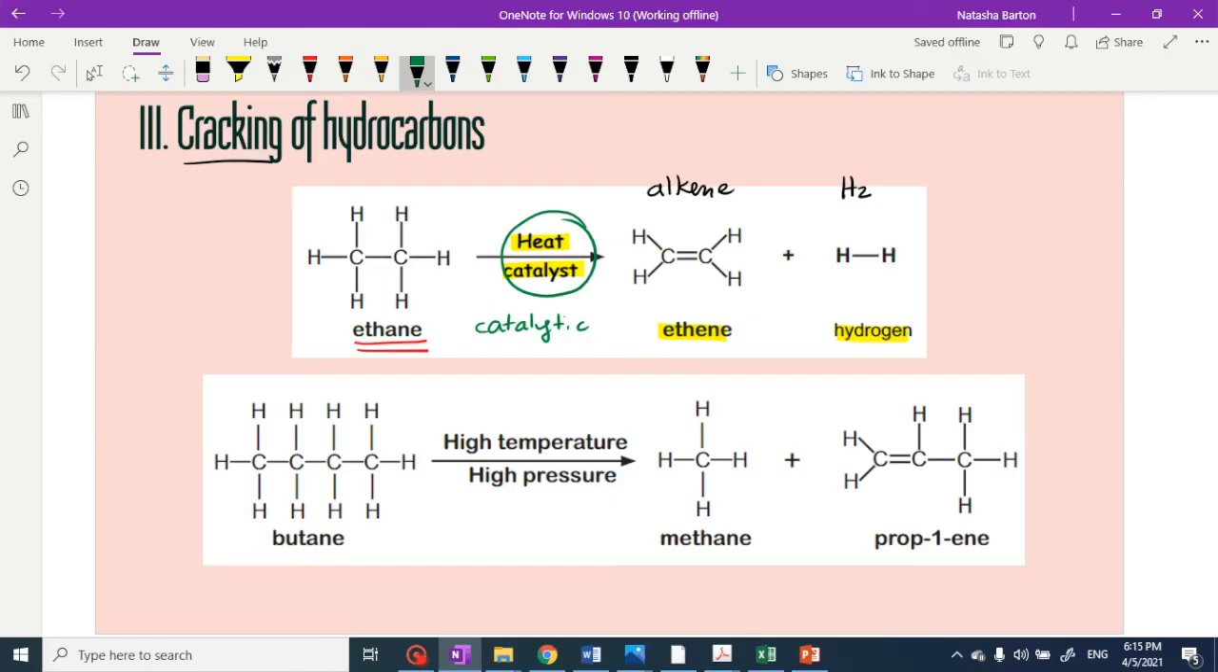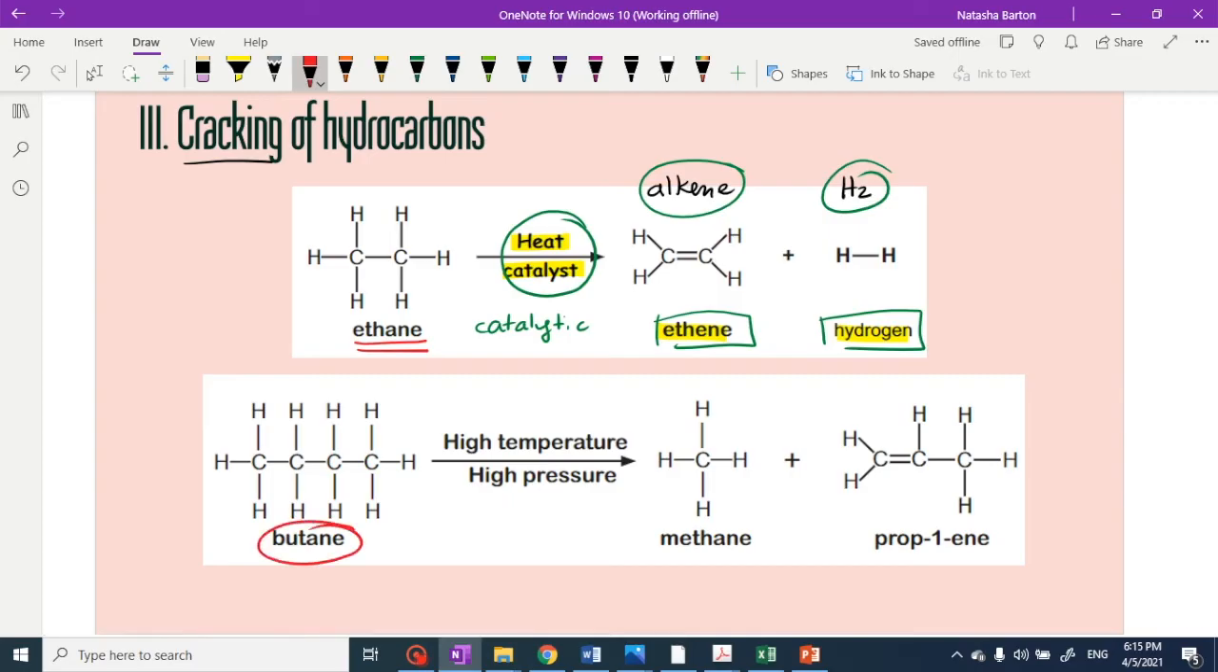I will not tell you ethane undergoes cracking, tell me the products. I might ask you for the general products, but I won't ask you for specific products because it's very difficult to tell how much your substance will crack or break up by. Okay, so let's look at the next example.